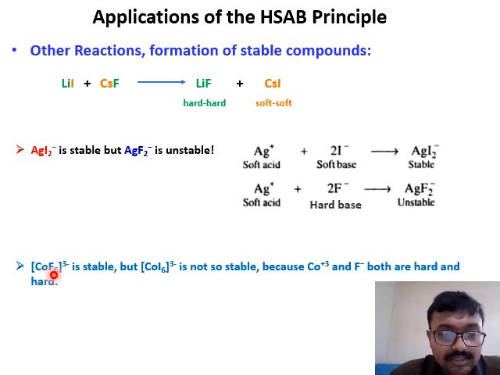Next one, CoF6 3 minus is stable, but CoI6 3 minus is unstable. We can explain it in a similar way. In CoF6 3 minus, cobalt is in the plus 3 oxidation state, which is a hard acid, and F minus is a hard base. So it will be a hard combination, and because of that it will be stable. But in CoI6 3 minus, cobalt is again hard and I minus is soft. So it will be a hard soft combination, and because of that it will be unstable. So by the hard soft acid base principle, we can explain which one will be stable and which one will be unstable.